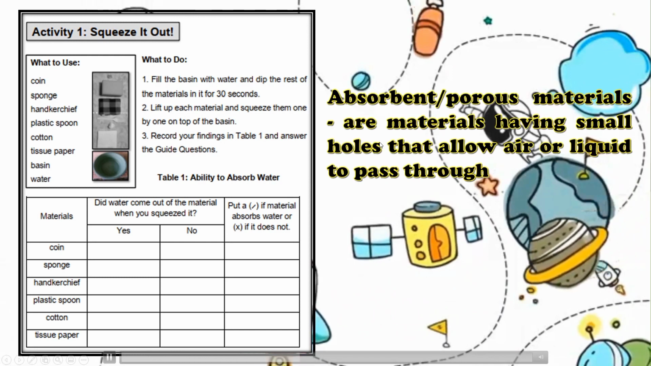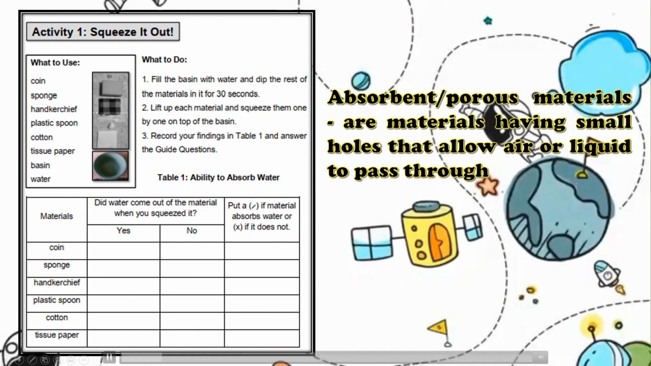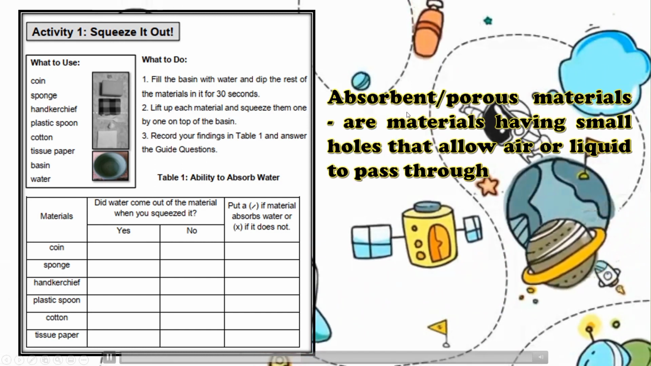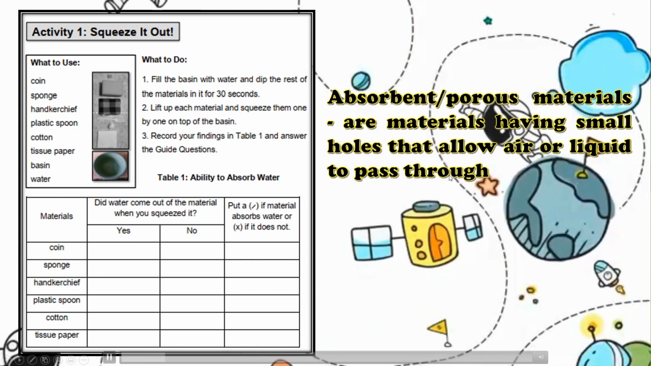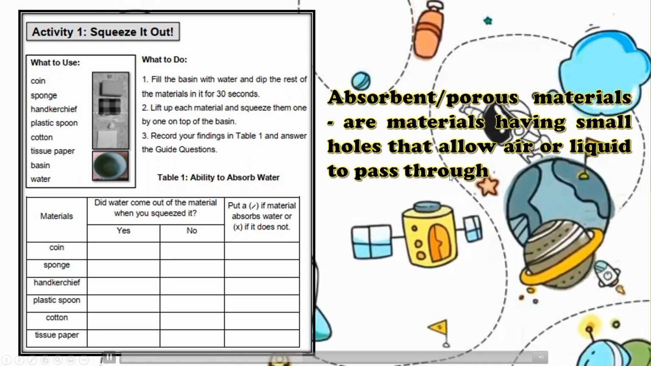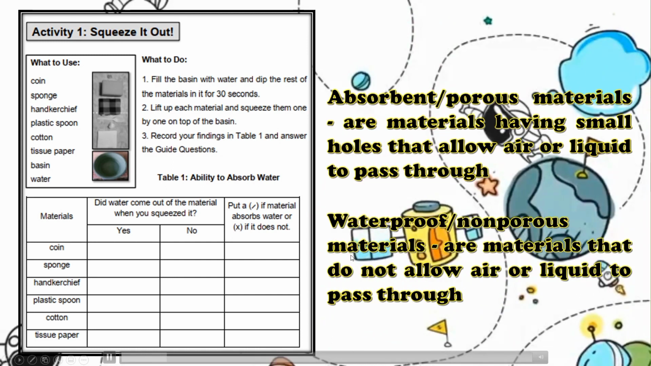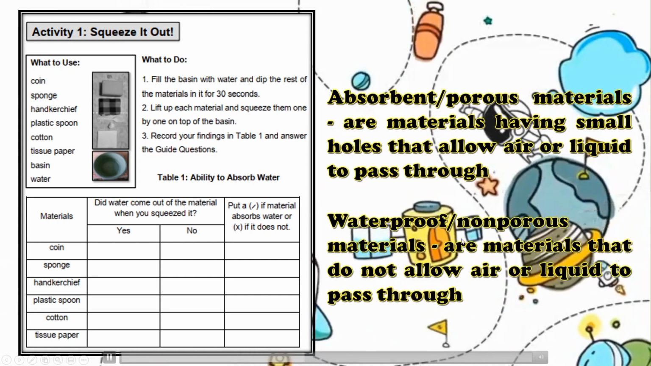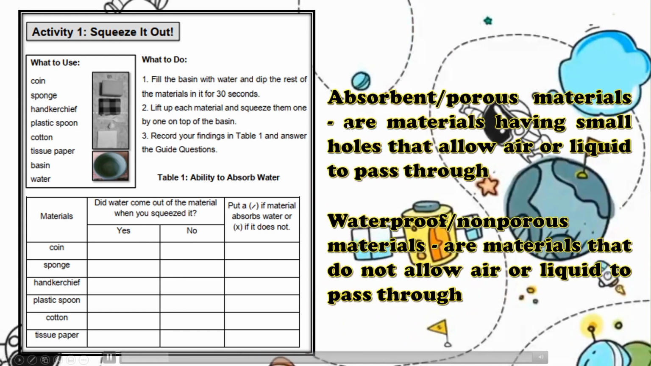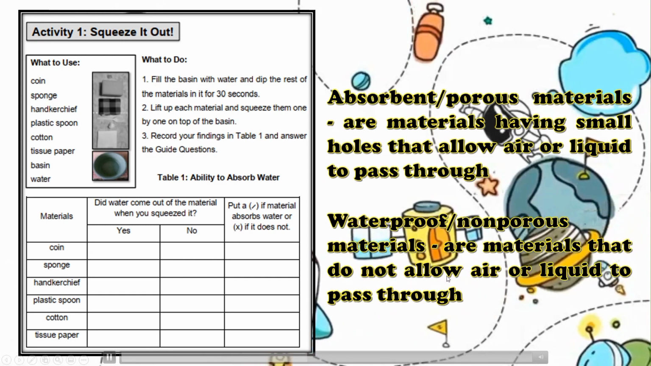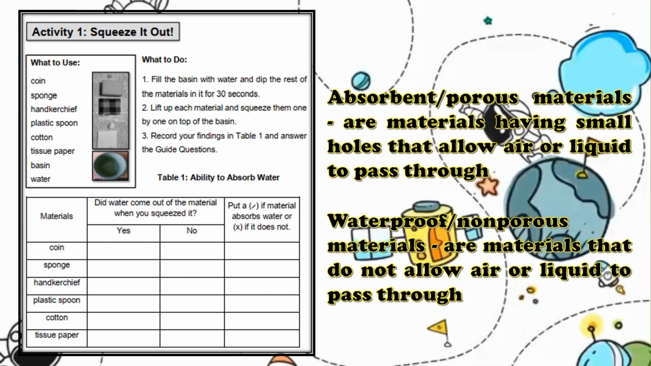There are things that have small holes that allow air or liquid to pass through. We call them absorbent or porous. Those are the materials from our activity where the water comes out when you squeeze them after lifting in water. There are also things that we call waterproof or non-porous materials, where the materials do not allow air or liquid to pass through. Those are the materials from the activity that do not release water when you squeeze them after lifting in water.